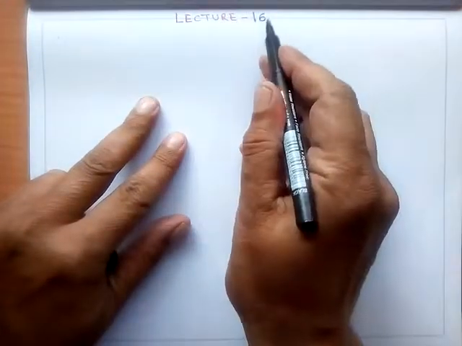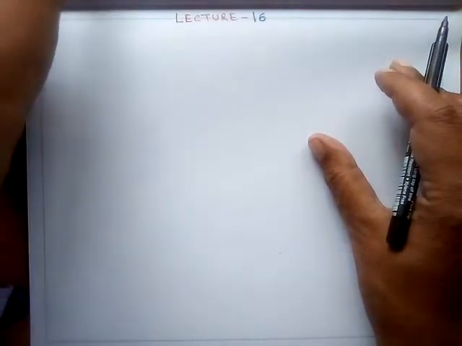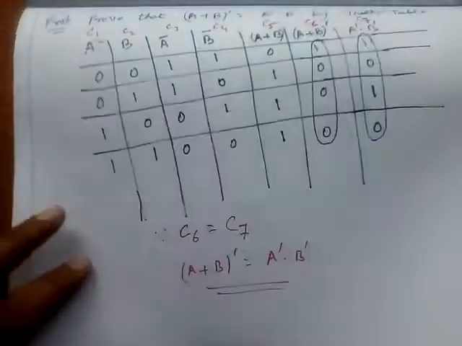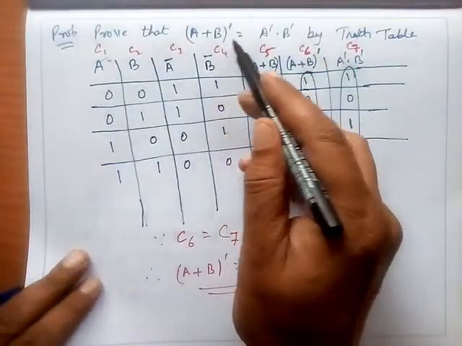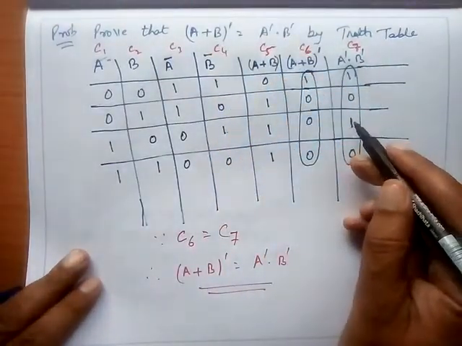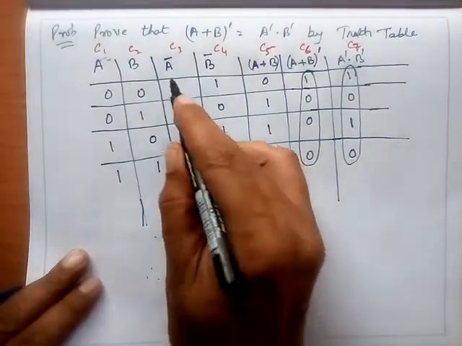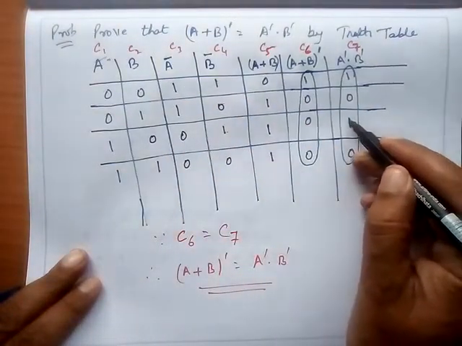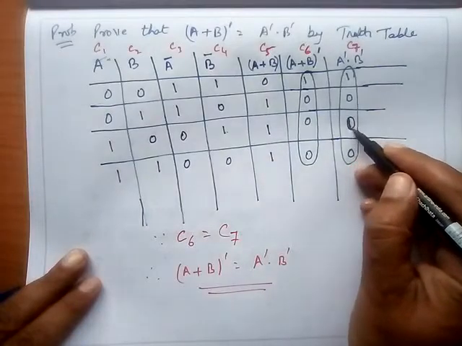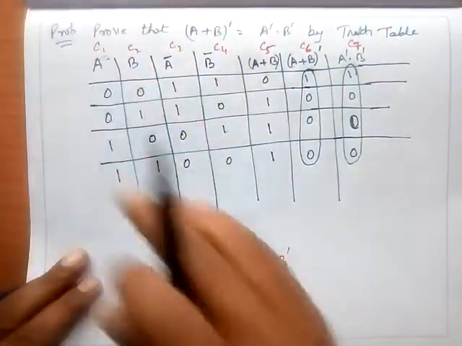This is the 16th lecture of this course, and before I come to today's lecture, there was a minor error in this problem. Prove this De Morgan theorem. There's a minor error here, that is a 0.1 a bar dot b bar 0.1. In spite of 1, this should have been 0 here, and rest everything is okay. So let's come to today's lecture.